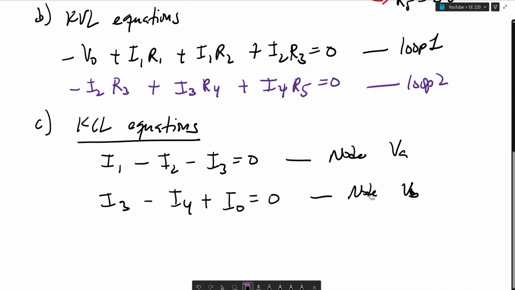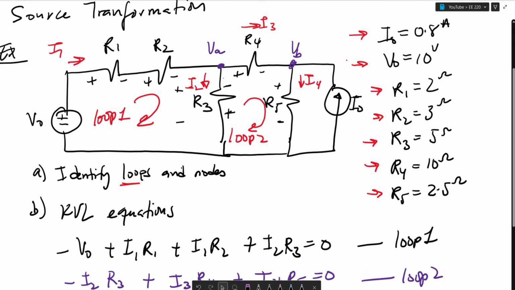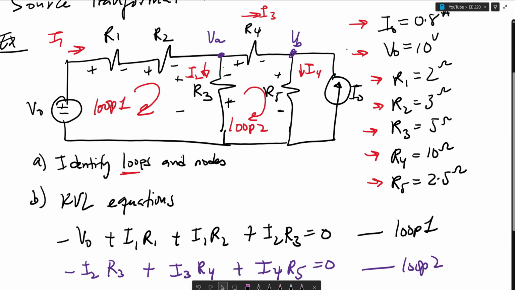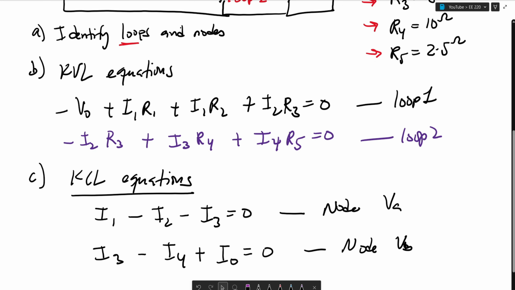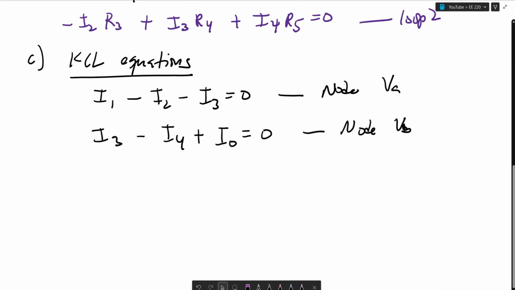And you can see how we get that, because I1 is equal to I2 and I3. And essentially I4 is equal to I3 and I0. All right. And we talked about this in lecture 4. So this is just kind of review.